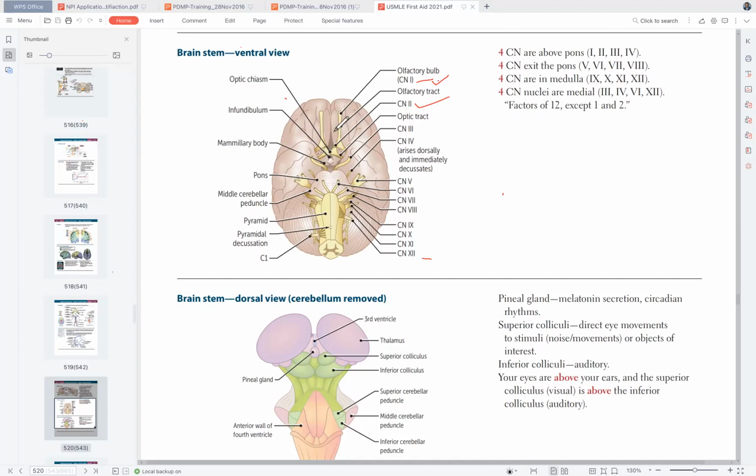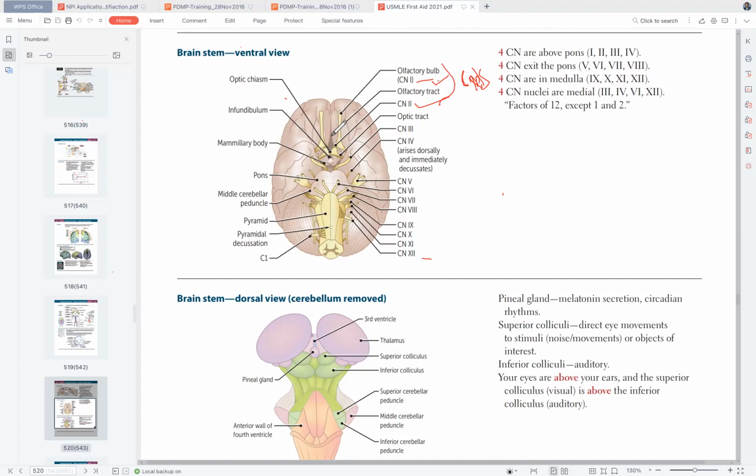So at least we know that the first 2 are from the CNS, right? They are the CNS, the rest are PNS. Is that correct? These 2 are CNS. Then 1 and 2, olfactory and optic. Yes. So we know where they are coming from already. We don't have to worry so much about them.